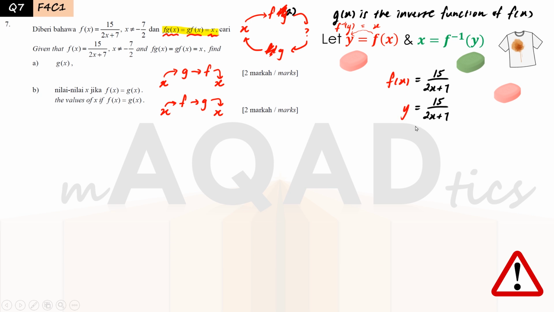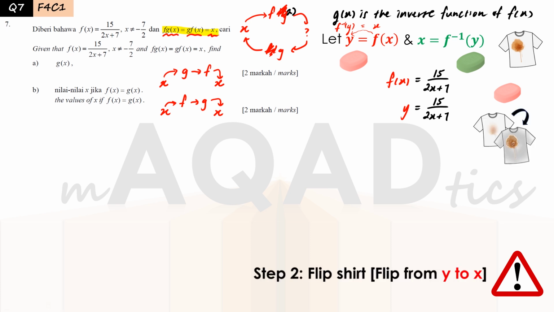Okay, second step, once we clean the outside of the shirt already, then we flip the shirt, right? So in the equation here, we need to flip the left side. So from y, we need to change it or flip it to x. So everything which is x on the left, everything which is y on the right. Okay, so here needs a little bit of rearranging the equation. So here we need to make sure that x is on the left.